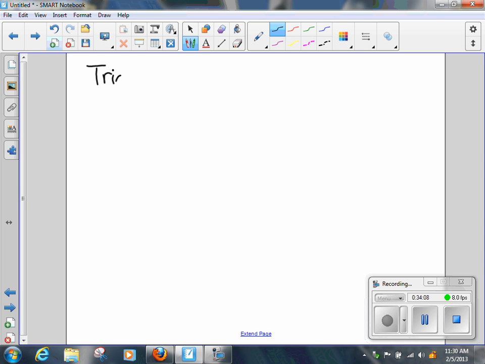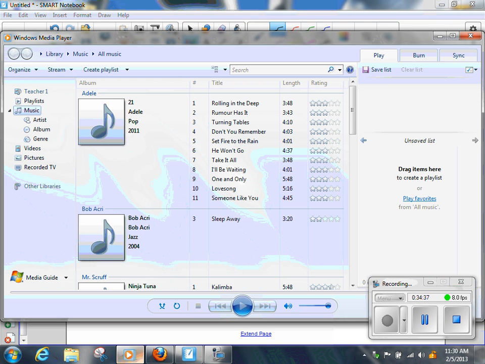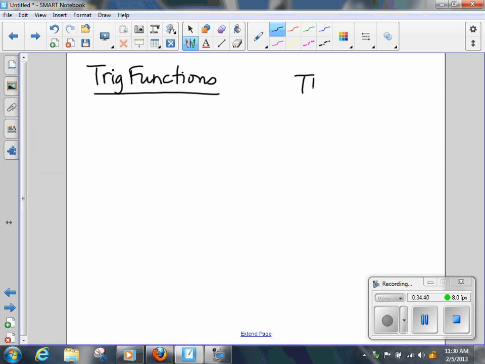Let's look at the trig functions, because yesterday when we found angle measures, what did you have to use? Yesterday when you were finding those angle measures, how did you find them? Did you find straight up sine, cosine, or tangent, or did you have to find something else? You had to use the inverse, didn't you? So we're going to look at trig functions and their inverses. Trig functions and their inverses. Here we go.